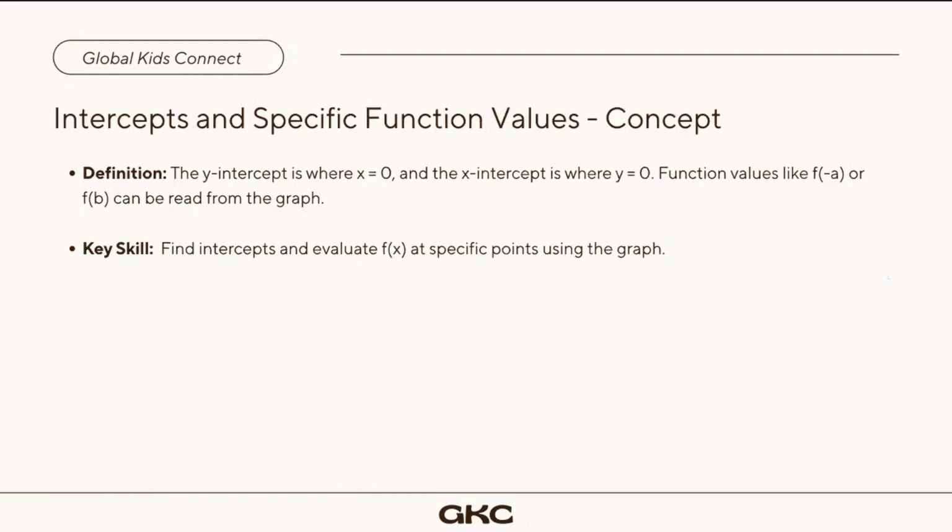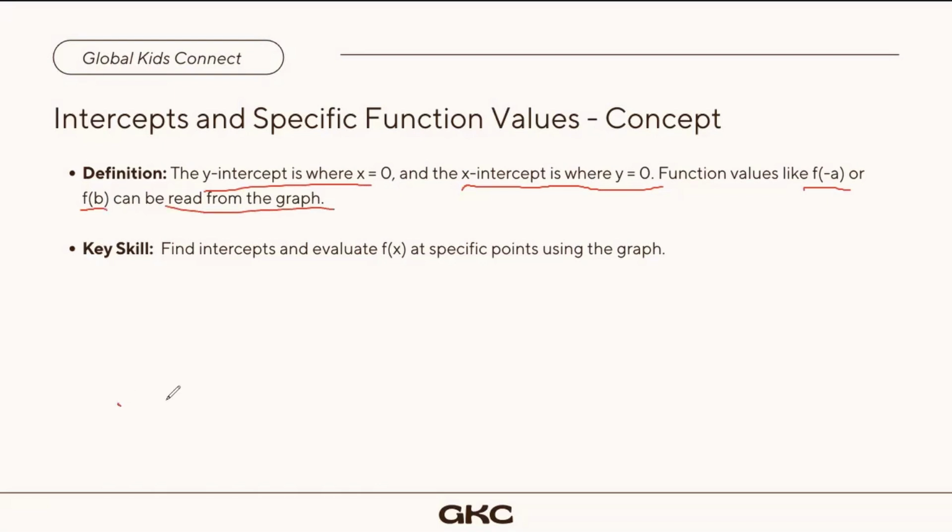Our next concept is intercepts and specific function values. Until now, it was pretty basic. From here, the concepts are much more useful regarding their ability to solve digital SAT questions. So let's take a look at them. The definition is: the y-intercept is where x is equal to 0, and the x-intercept is where y is equal to 0. Function values like f of -a or f of b can be read from the graph.